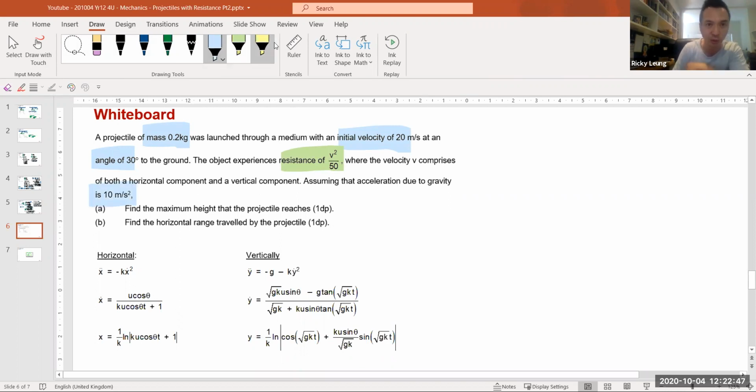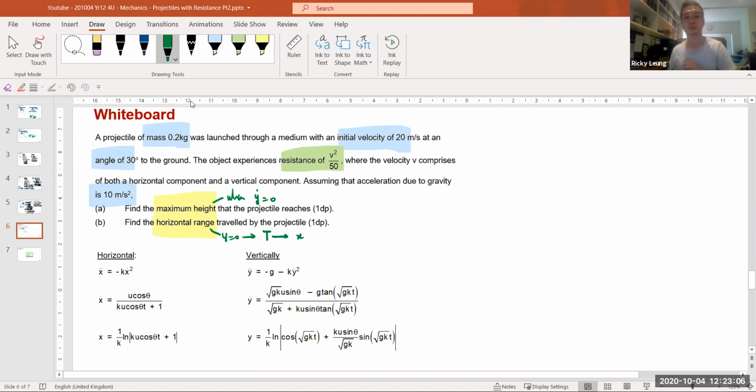So the question itself asks for max height and horizontal range. Obviously max height is when y dot equals 0. For horizontal range, I'm going to need to sub in y equals 0 to find the total time of flight, and then sub that into x. That's the plan. Whew. Okay, let's have a go at this.